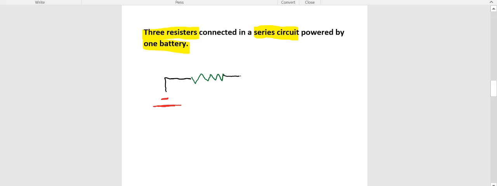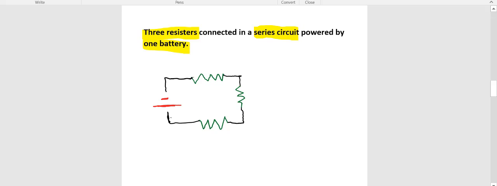That's one of them. And it says it's a series circuit, so that means it's going to go around only one path. I have one resistor. Now I have two resistors. And now I have three. All right, three resistors. And it's just going to go right back to the battery.